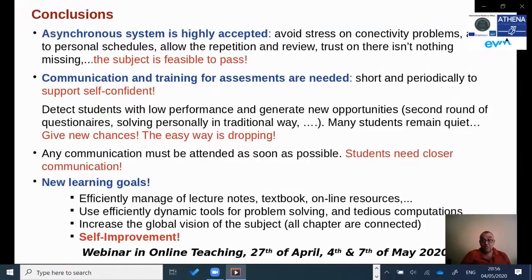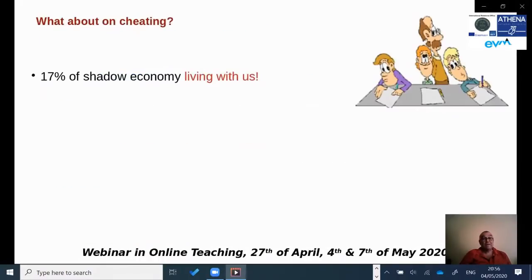Try to provide examples and pose problems where all chapters are connected. The focus is to promote the self-improvement of the student. This is one of the topics that I know is very controversial.